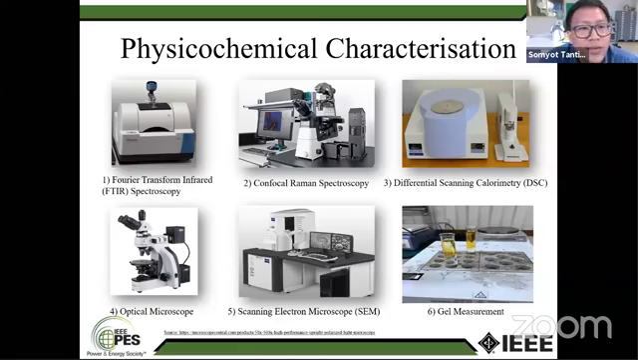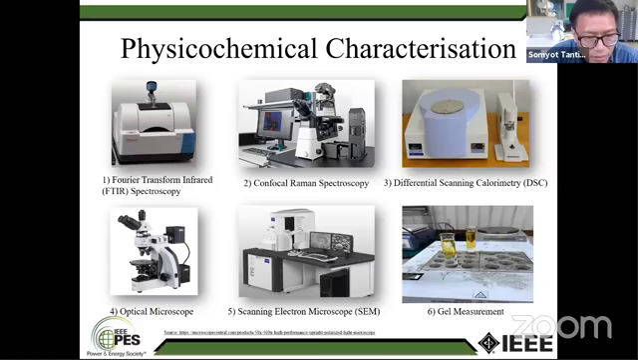These are the techniques that I use to analyze the chemical and physical changes of the polymers. Number one is Fourier transform infrared, FTIR, spectroscopy. I use it to find the chemical compositions in the aged polyethylene. Number two, confocal Raman spectroscopy, used to analyze the chemical composition in a very small area because it uses a laser beam with a diameter of about 5 microns. And number three, differential scanning calorimetry, used to analyze the melting temperatures and crystallinity of the polyethylene.